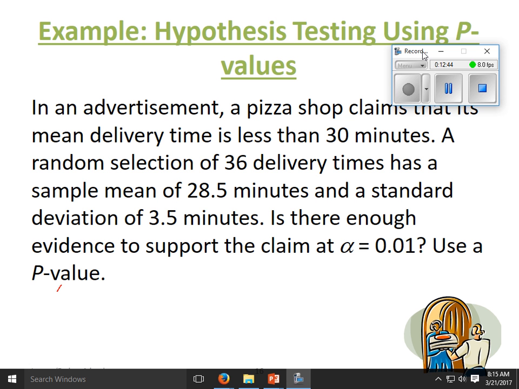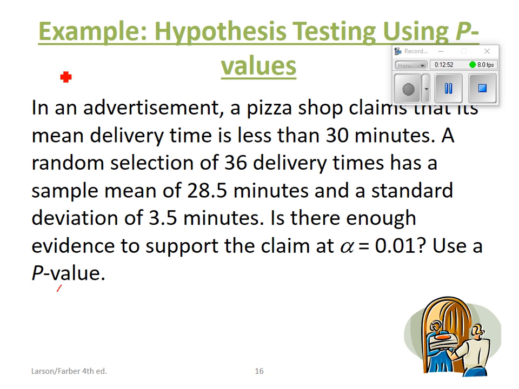Things you need from this. First, we need to write what their claim is. Mean delivery time is less than 30 minutes. So their mu, they're saying their mu is less than 30 minutes. And then from that, we're going to write a null hypothesis and an alternative hypothesis. Exactly what you got to do on the homework tonight. So you're going to write a null and an alternative.